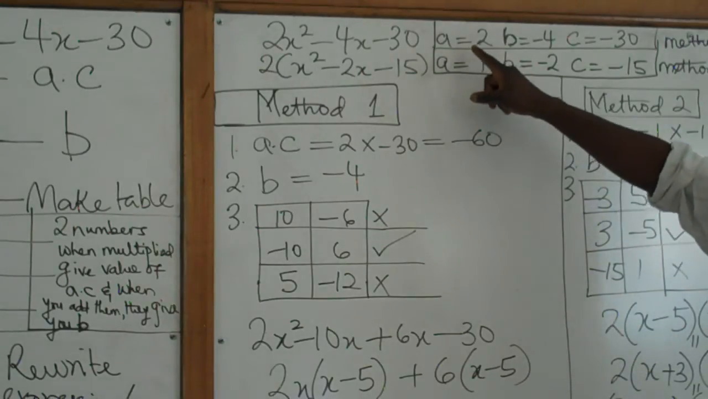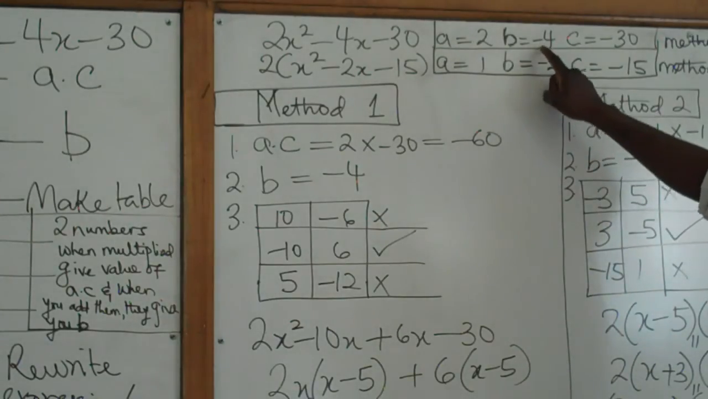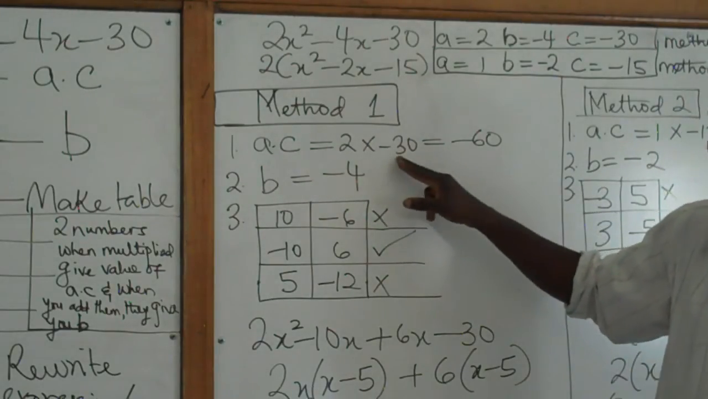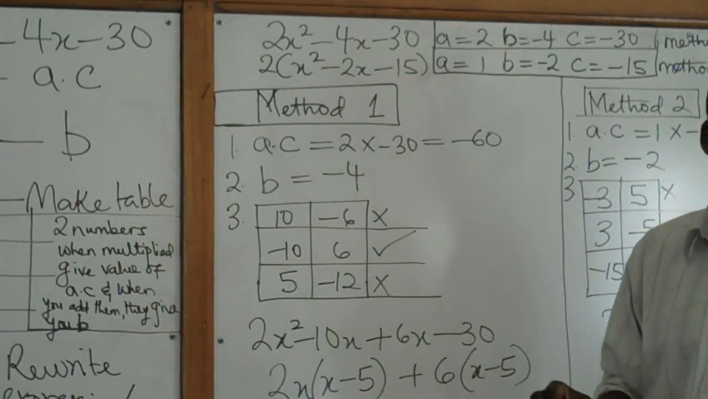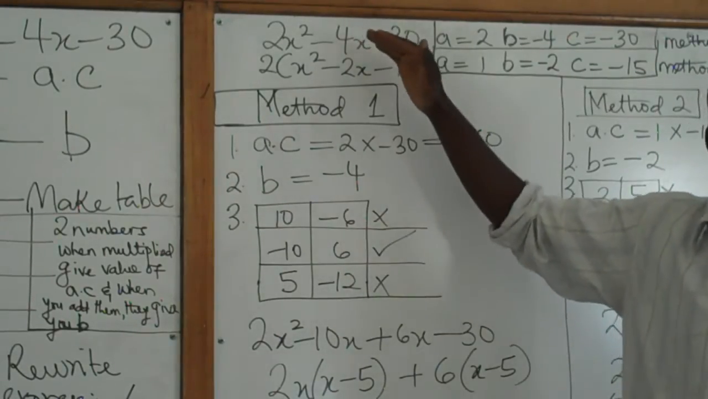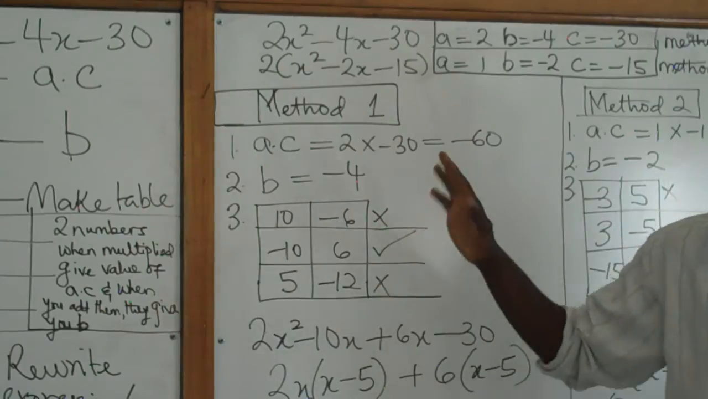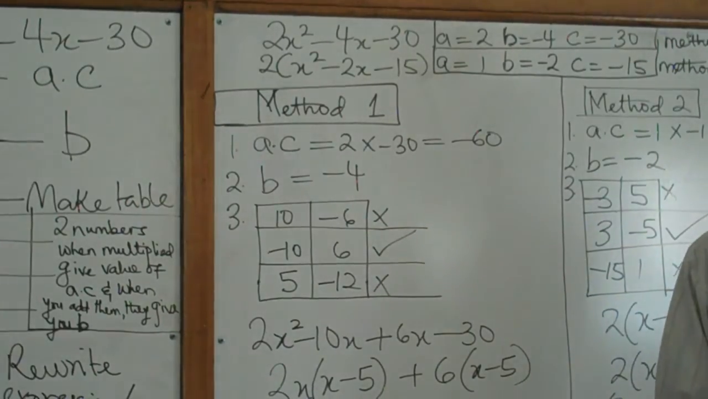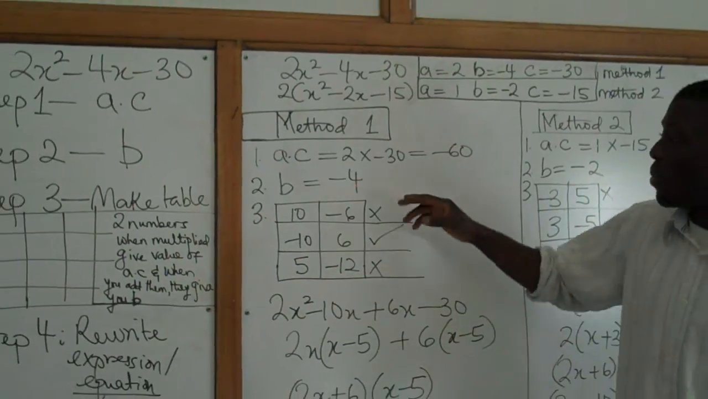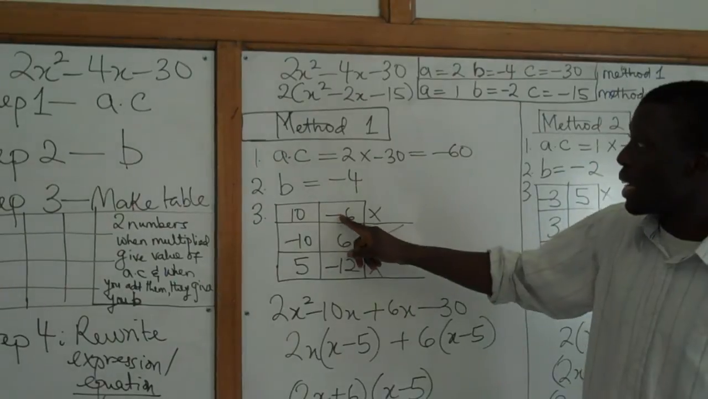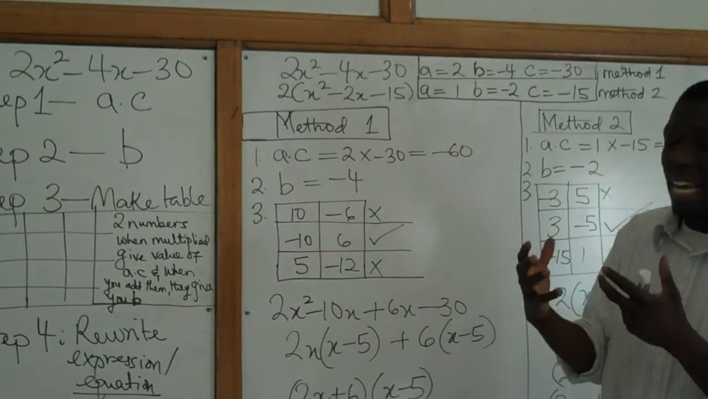Using method 1, A is 2, B is minus 4, and C is negative 30. Our AC will be 2 times negative 30, and that's equal to negative 60. Our B is negative 4. Everyone see that? A, B, and C. Do you see how I get my A, B, and C? Are there any questions so far? Now, step 3. I write out 2 numbers that when I multiply them together, they give me AC.